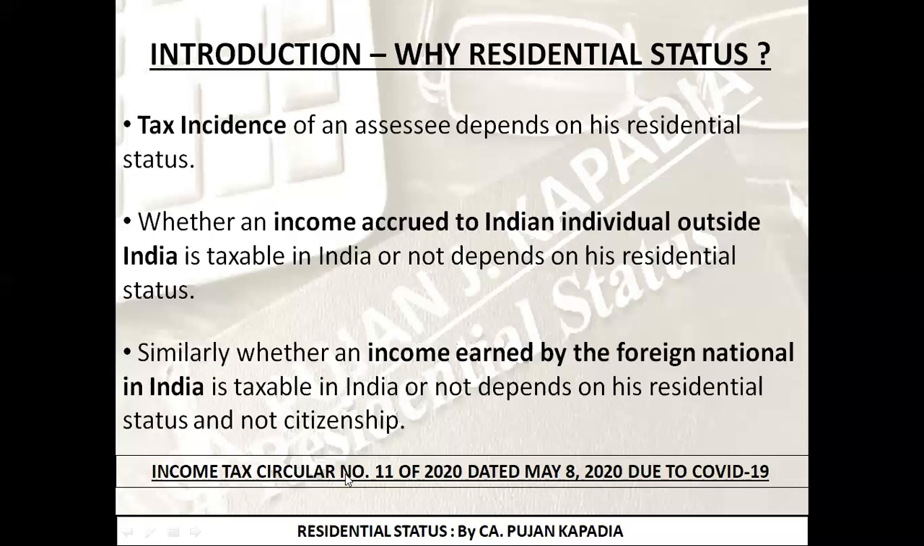Now friends, in the current scenario, income tax has passed the circular number 11 of 2020 dated May 8, 2020 due to the COVID-19 crisis. I would just like you to take notice that as of now there is no information given from the end of the university whether we need to adjust this particular circular or not. So as of now, during my course of teaching this lecture, I'm going to teach you ignoring this circular. If it comes into effect, we are going to deal with it later, fine. So as of now, we are going to study in a normal scenario.